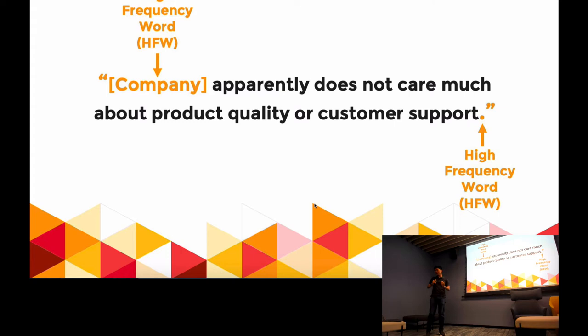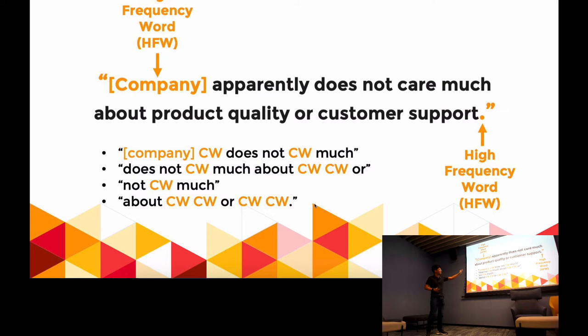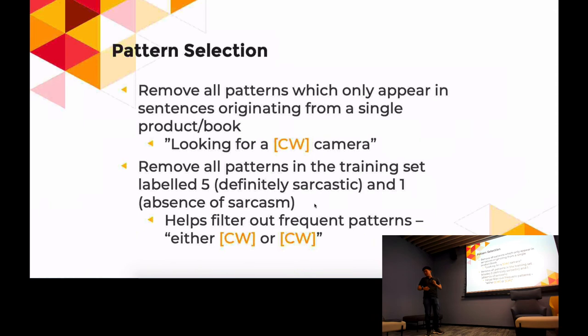The patterns that we'll have are things like "company content word does not content word much", or "does not content word much about content word all". With these patterns, we'll be able to understand whether it is sarcastic or not. But before we do that, we have to select the patterns as well. There are certain sentences that only mention a certain product, like "looking for a Canon camera". The authors realize that this may not be a relevant sentence because there's probably no sarcasm inside.